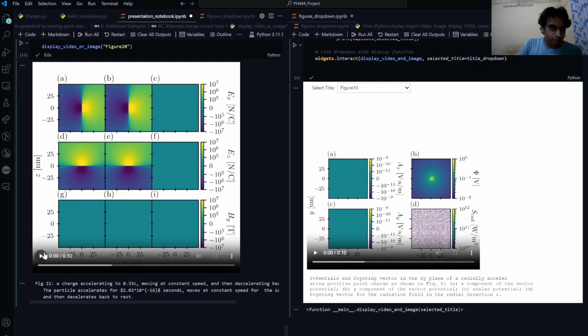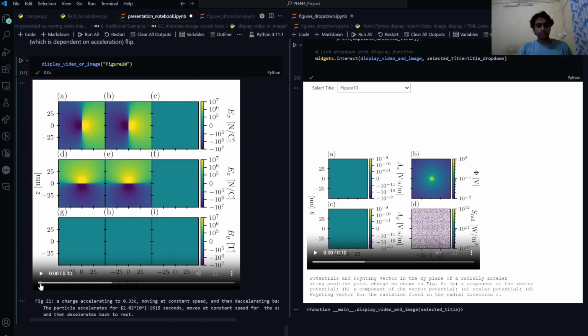Okay. Next we have the final case, which is acceleration and deceleration. So initially you have a charge at rest, which then accelerates, and then moves at a constant velocity for some time, and then decelerates, right, until it reaches rest.